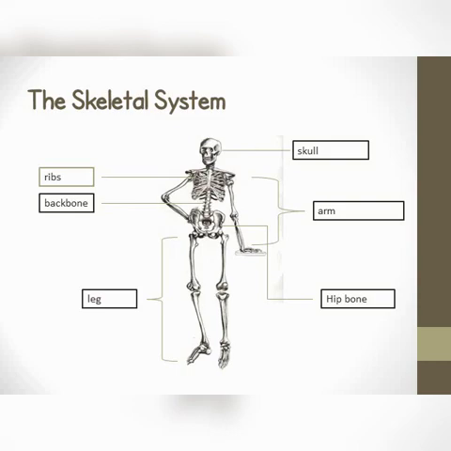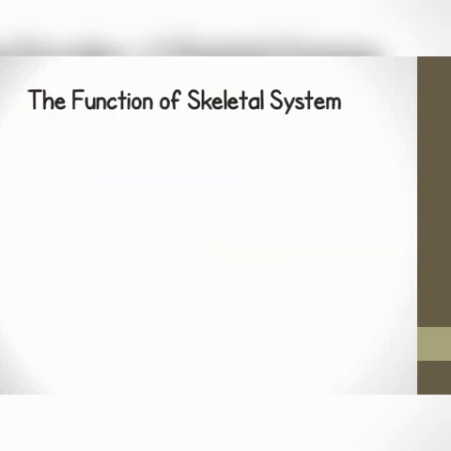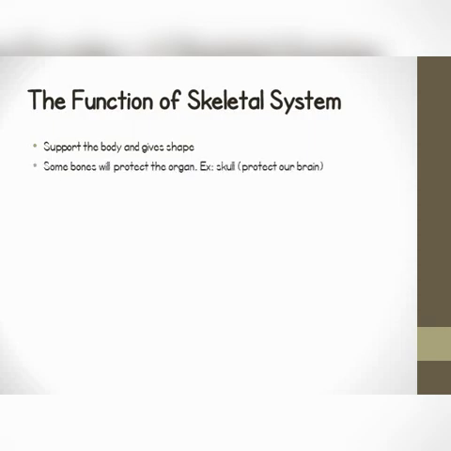Now, what is the function of the skeletal system? Okay, we have three major functions. The first one is the skeletal system will support the body and give shape. And then the second one, some bones will protect the organs, for example, our skull will protect our brain, and then the ribs will protect the heart, the lungs, and so on, yeah. And then the bones work with the muscles to allow us to move.